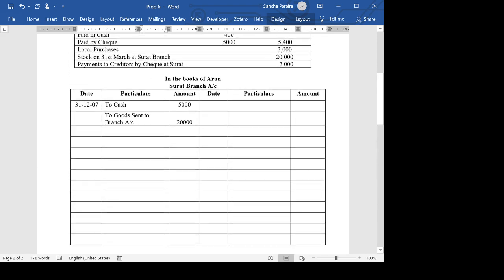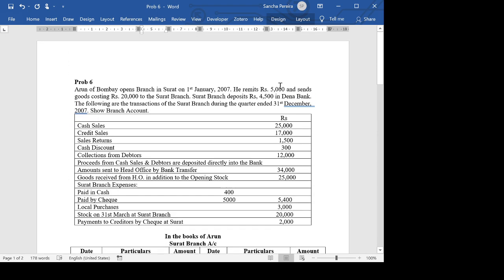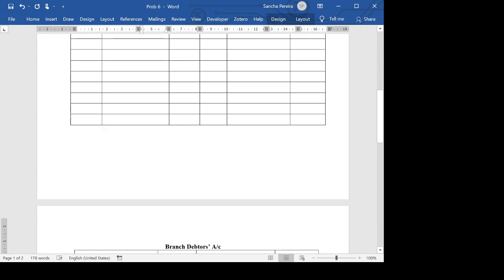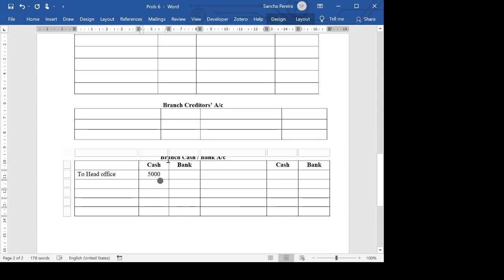What happens next is Surat branch deposits rupees 4,500 in Dena Bank. Now, this is not going to come in the branch account because this has got nothing to do with the head office, but it's going to come in the cash and bank account. What does it mean? Right now we have cash of 5,000. What the branch is doing is taking that cash and putting it in the bank account.